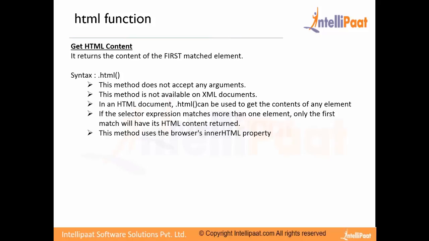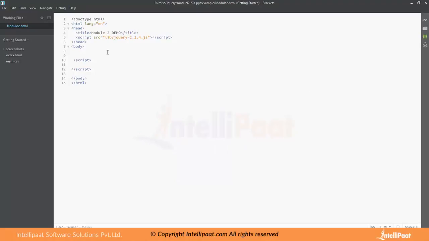So how does it return the HTML content? In the browser there is a property called innerHTML. If you remember in JavaScript, suppose you want to set some value for a particular ID, you just write document.getElementById dot innerHTML equal to whatever value you want to set. So it works the same way. Let's see how html works.